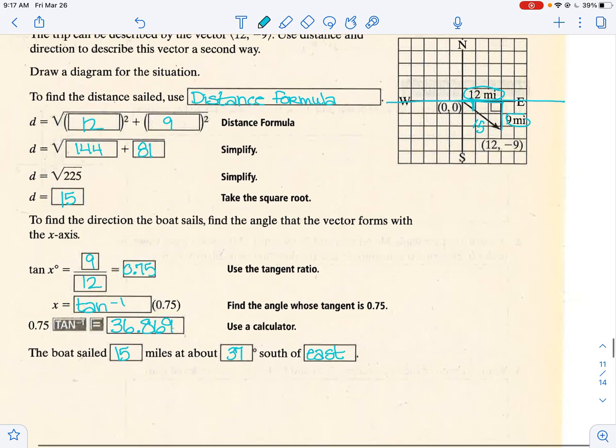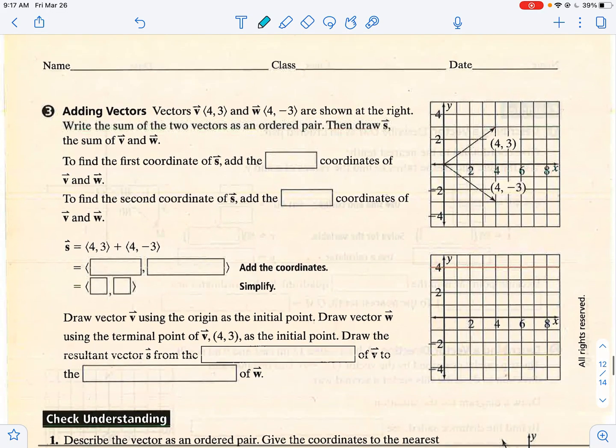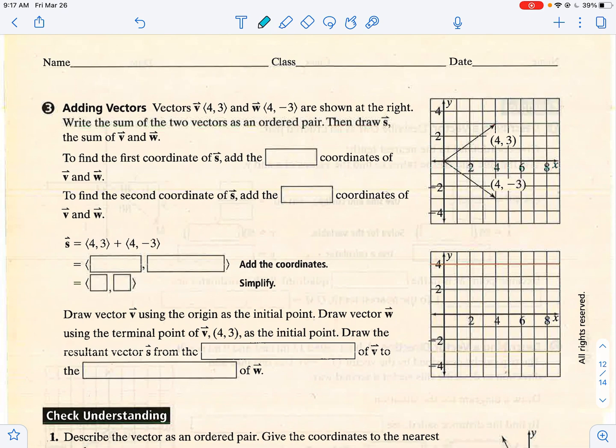Alright, let's go ahead and take a look at example 3. Adding vectors. Vector v is (4, 3), vector w is (4, -3). Write the sum of the vectors as an ordered pair. To find the first coordinate of the resultant vector s, which is just the vector we get when we add the two together, add the x coordinates of v and w. To find the second coordinate of vector s, add the y coordinates of v and w.